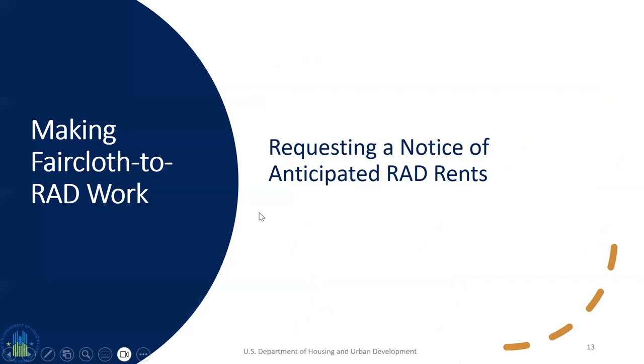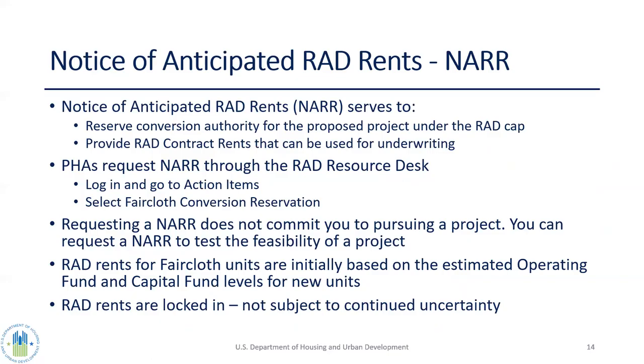Let's now get into the details of that process and all those steps. We'll start with requesting the Notice of Anticipated RAD Rents, or the NAR. So the NAR will reserve the proposed Faircloth-to-RAD units under the RAD cap. It provides RAD contract rents the PHA can then use to secure sources of financing that lenders can rely on for underwriting purposes. PHAs can request the NAR through the RAD resource desk.